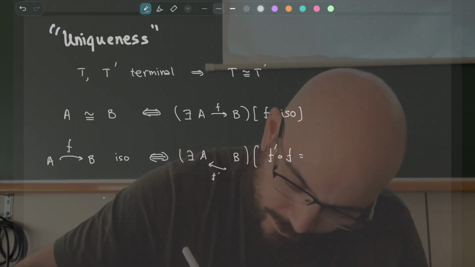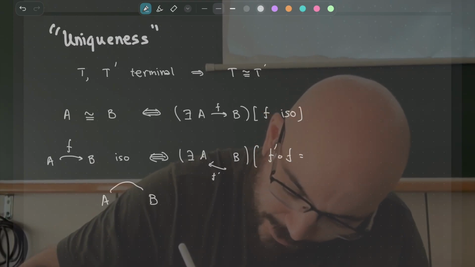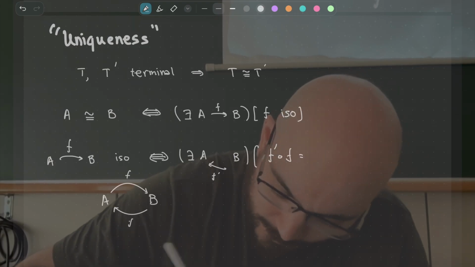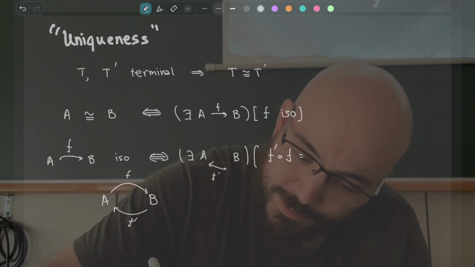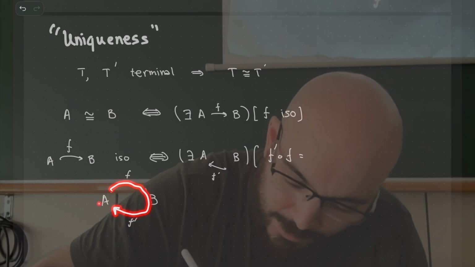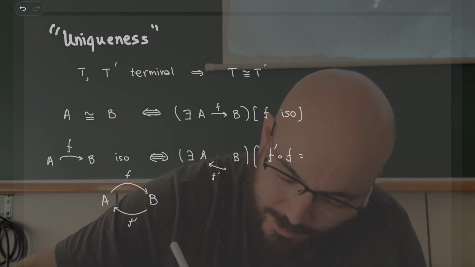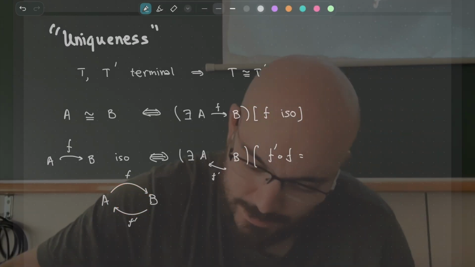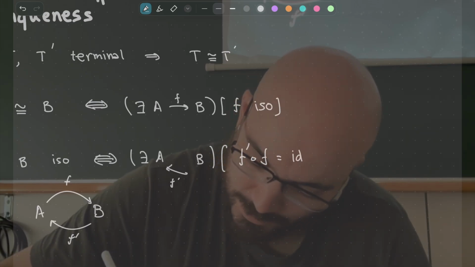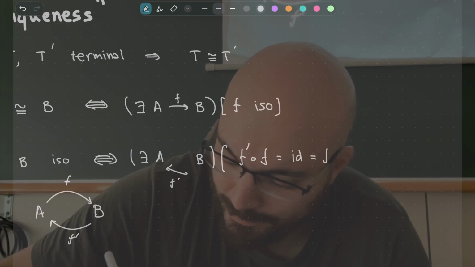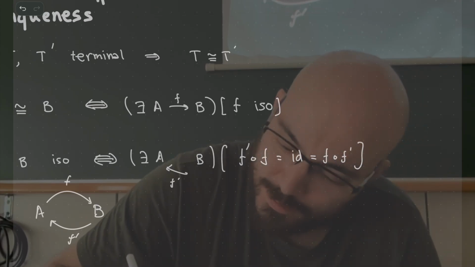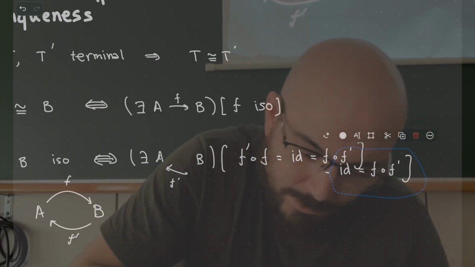So okay, let me draw this. A, B, I have F here, and I have F prime here. F is an isomorphism if this exists, in the sense that if you do this, and some other one does just the identity, it's the same thing. And if you do this as well, I need both things, it's also the identity. So this should be the identity. I don't get to write this, okay? Exactly because these are actually two different identities.